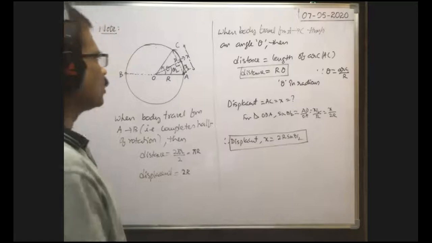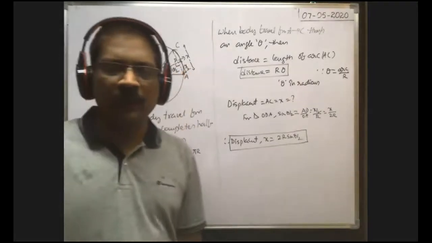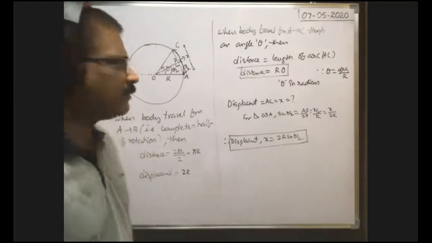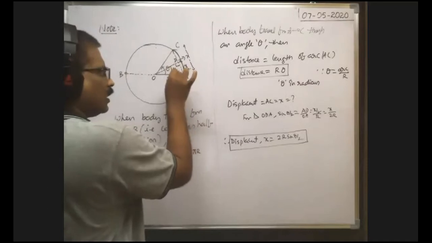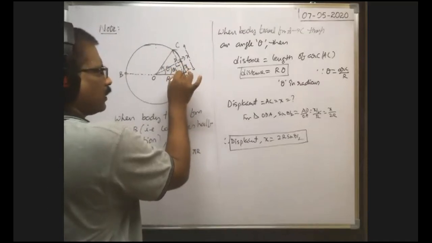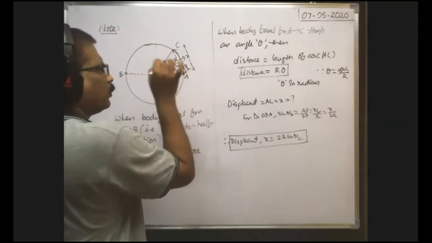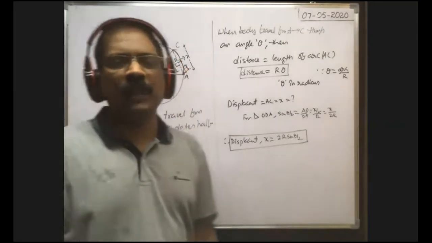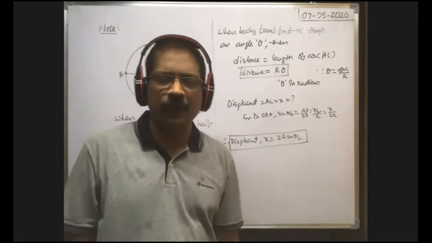Okay. Next, what about displacement of the body in this case? The initial point is this one, and the final point is also the same. Initially the body starts from this point. After completion of rotation, again it comes back to the same point. That's why initial point and final point both coincide. Whenever the initial point and final point coincide, there is no displacement. That's why displacement is equal to 0.